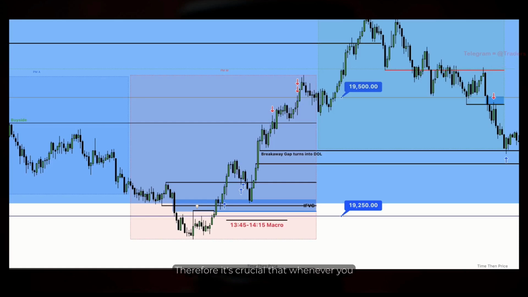Therefore, it's crucial that whenever you break down your trade, or you break down your backtesting log, or you break down my trade, you first always log a higher time frame to try and get a feeling for what the higher time frame narrative is, so that you can then go into the lower time frames and look to confirm that higher time frame narrative.